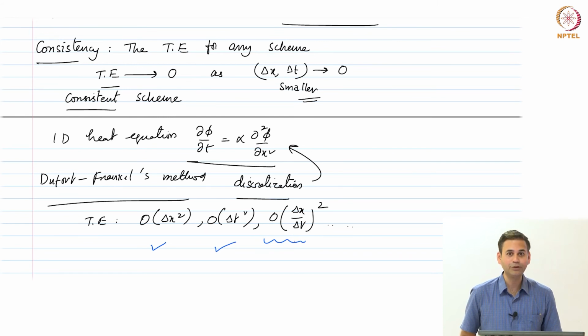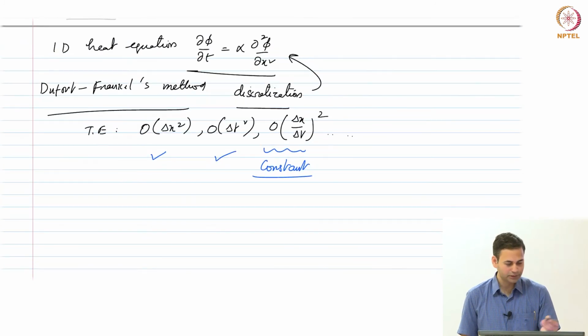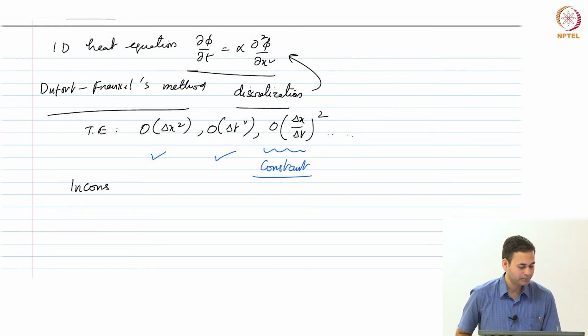That means if you keep refining your delta t and delta x at the same rate, then this error will remain the same, right? Order delta x by delta t will remain the same, and even though you are refining your delta x and delta t, your truncation error will not tend to 0, right? It will only tend to a particular constant value, and you cannot get rid of that error from your solution. Okay. So, such schemes are inconsistent and we do not want such a scheme. Okay. We will probably do this later on as an example. So, that is an inconsistent method.